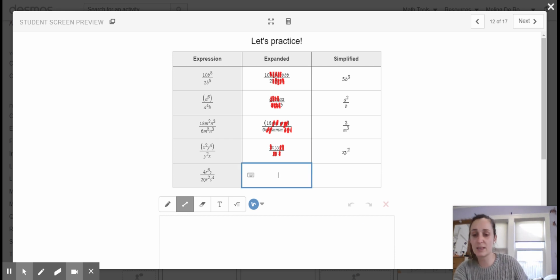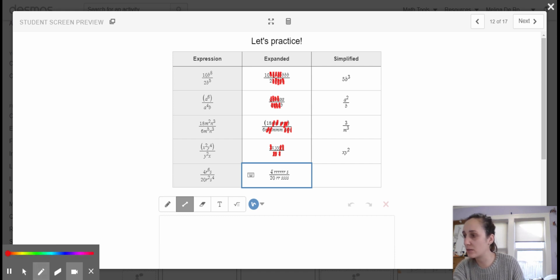All right, last but not least, I have 2 r's, 4 s's. I'll put in some spaces so that I can separate everything out. It makes it a little bit easier to look at. Now, 20 divided by 4 leaves me with a 5, but 20 is bigger, so that means the 5 is going to be in the denominator.